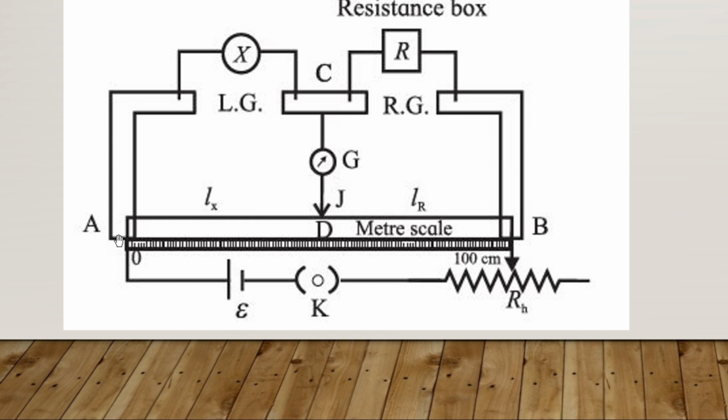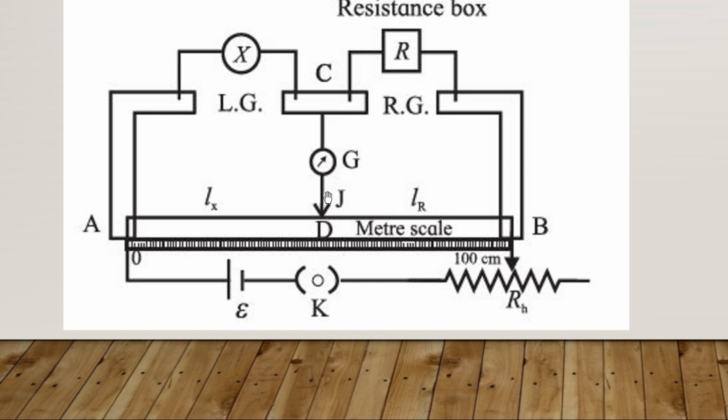The A terminal of the meter bridge is connected to the positive of the power supply or cell. The negative of the supply or cell is connected to one terminal of the key and the other terminal of the key is connected to a fixed terminal of the rheostat. The variable terminal of the rheostat is connected to B. This is a rheostat. A rheostat has 3 terminals, 2 fixed and 1 variable. This is the variable terminal, shown by the arrow, and the remaining 2 are fixed terminals. So you can connect any one terminal of the rheostat.